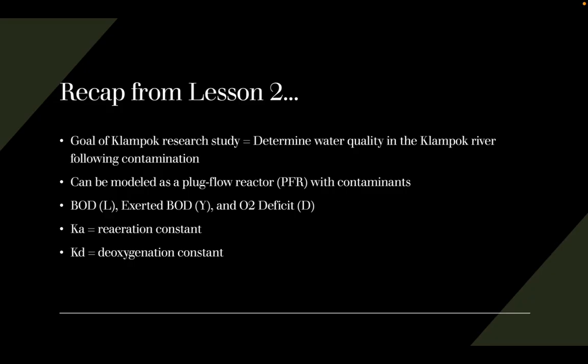To recap, the goal of this research study was to determine the water quality of the Clampock River. This situation can be modeled as a plug flow reactor with contaminants. The re-aeration constant, Ka, and deoxygenation constant, Kd, will help us determine the reaction within the 3 sections in total of the stream being sampled. This research was conducted in the Clampock River flow, Semarang district, by taking 3 samples of river water in 3 different villages.